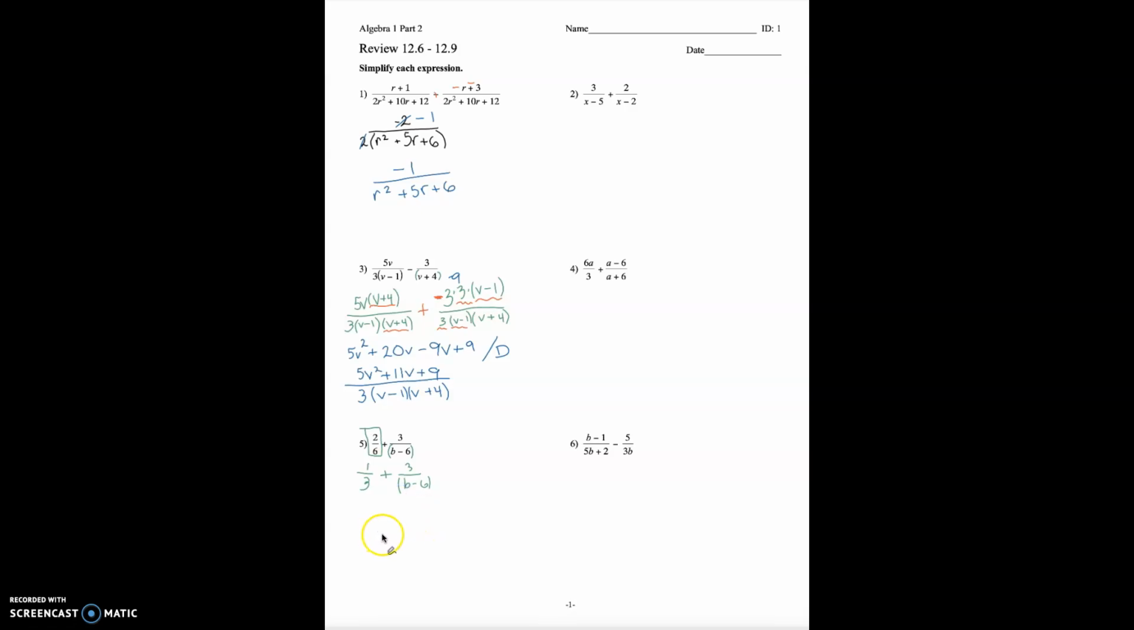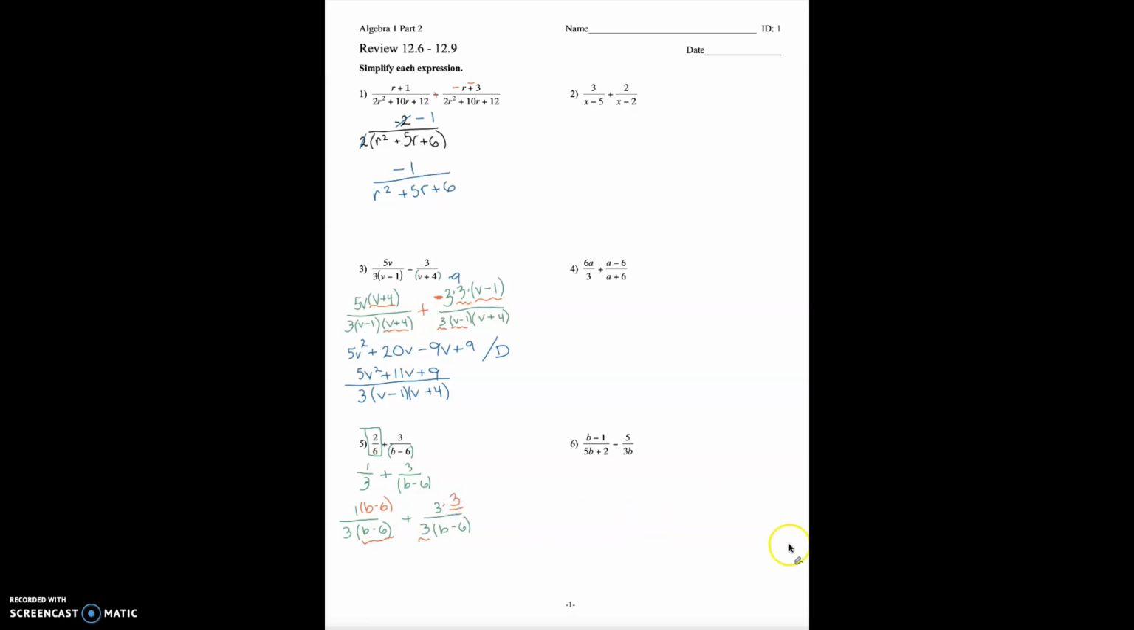So what's our common denominator going to be? Well, I'm going to need to multiply that first fraction by b minus 6. And I'll have to multiply that second fraction by 3. So what did I multiply into this denominator? The b minus 6. So I need to multiply the numerator by b minus 6 as well. What did I multiply the second fraction by? I multiplied by 3. So I also need to multiply the numerator by 3 as well.